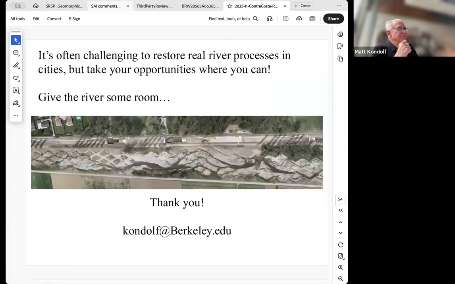So, in conclusion, I would say it's often challenging to restore real river processes in cities. And that's why we see lots of fake rivers in cities. But there are opportunities, and we should take them where we can, and we should try to give the rivers some room.